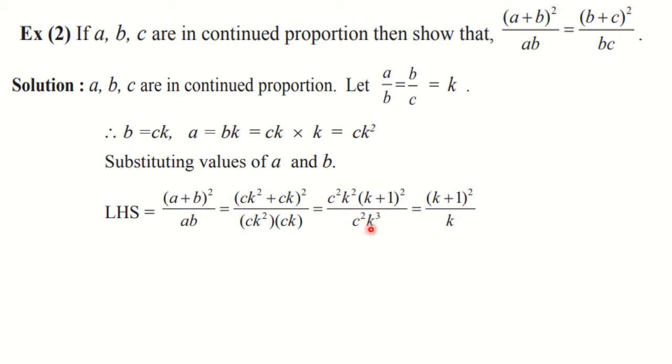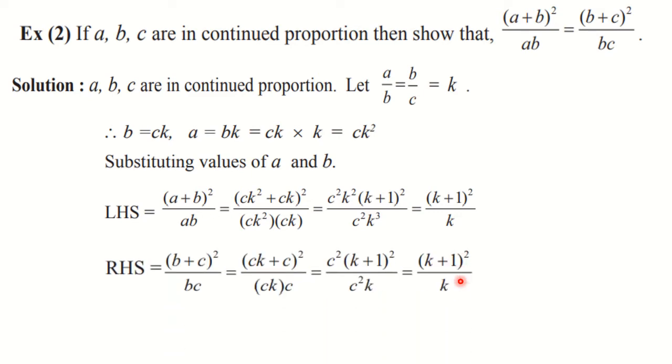And k square and k square is cancelled. So you are left with k plus 1 the whole square upon k. This is our LHS. Now let us solve RHS in the similar manner. Okay. So let us put the values now in RHS.